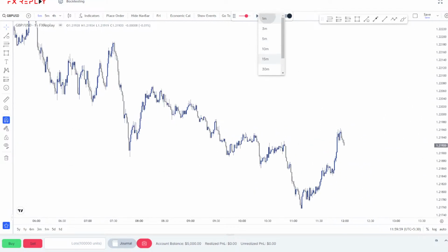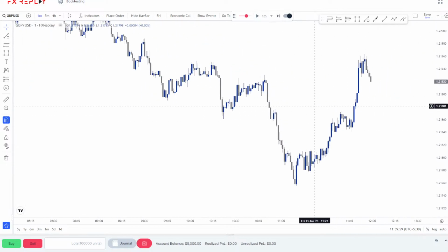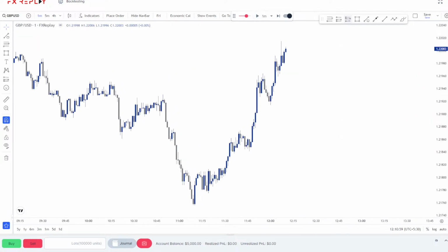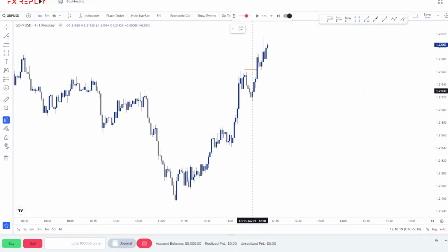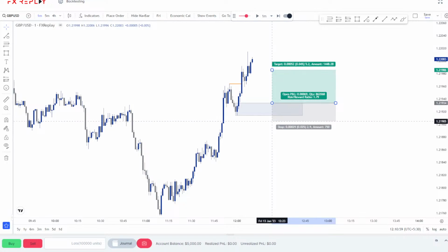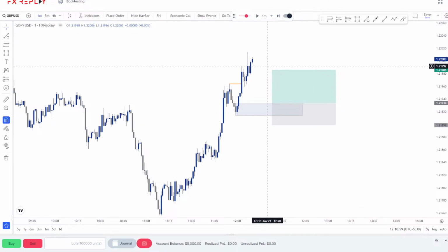Finally, we are here on the 13th. Let's wait. So this is the break of structure. There's no zone here. In case it comes, we said just set our limit order to 3.5.